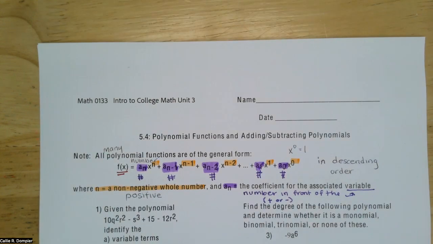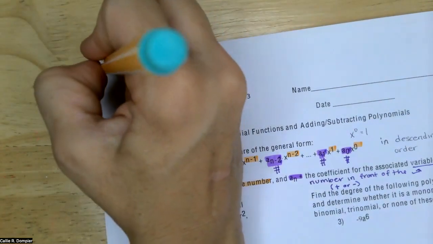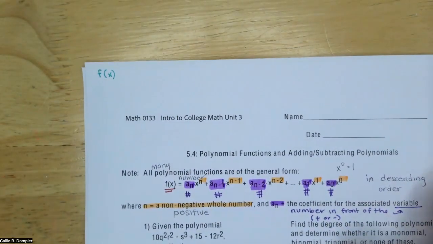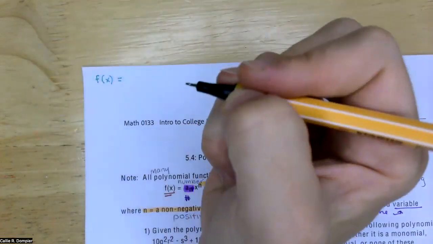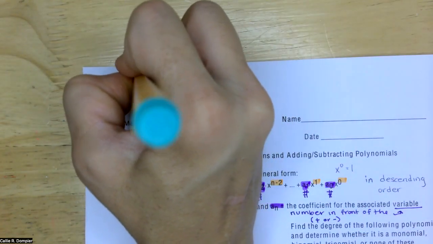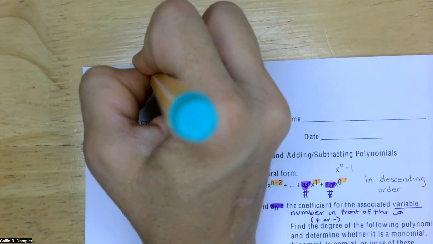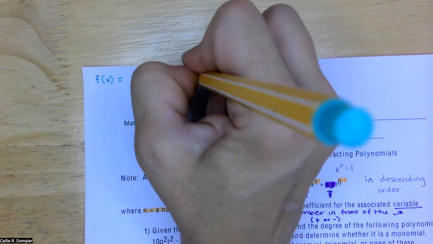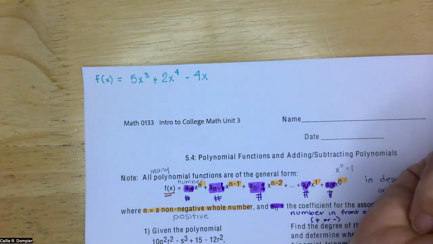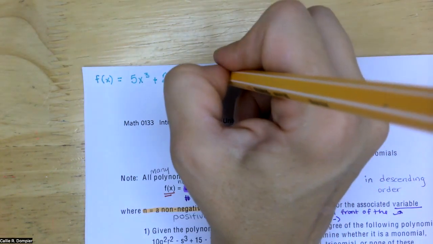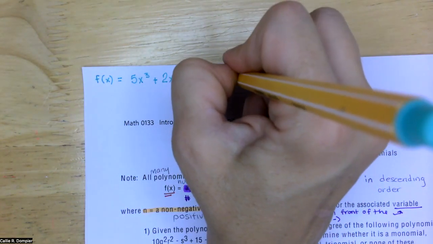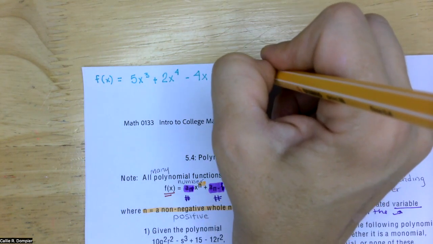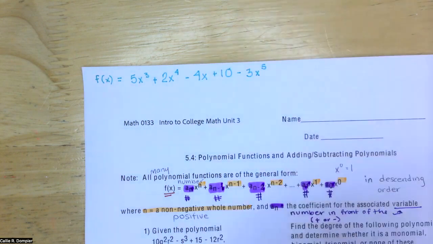So I'm going to give you an example. We know it's a polynomial function, so I can start with f of x equals, or you don't even need to put anything. You can just start with the number, whatever number I start with: 5x to the 3rd plus 2x to the 4th minus 4x, plus 10 minus 3x to the 5th, okay?